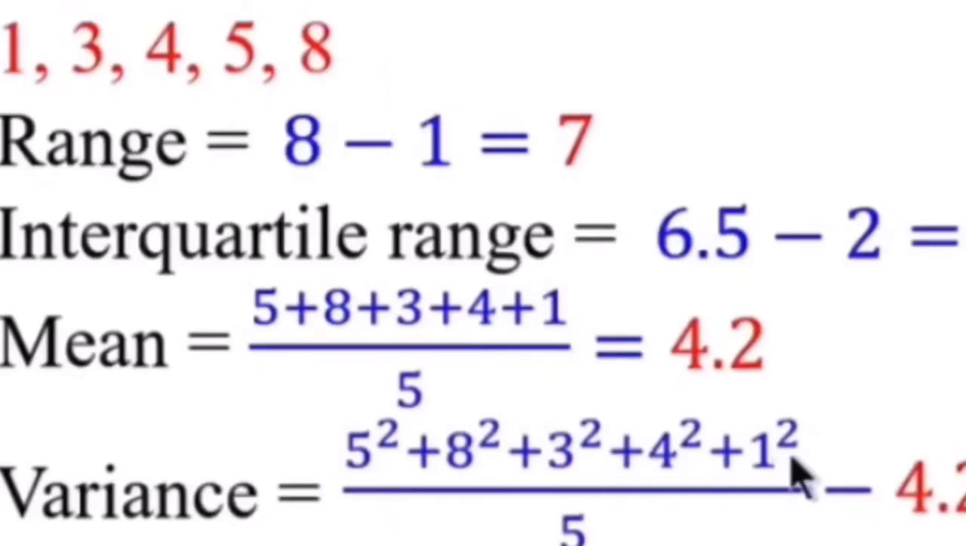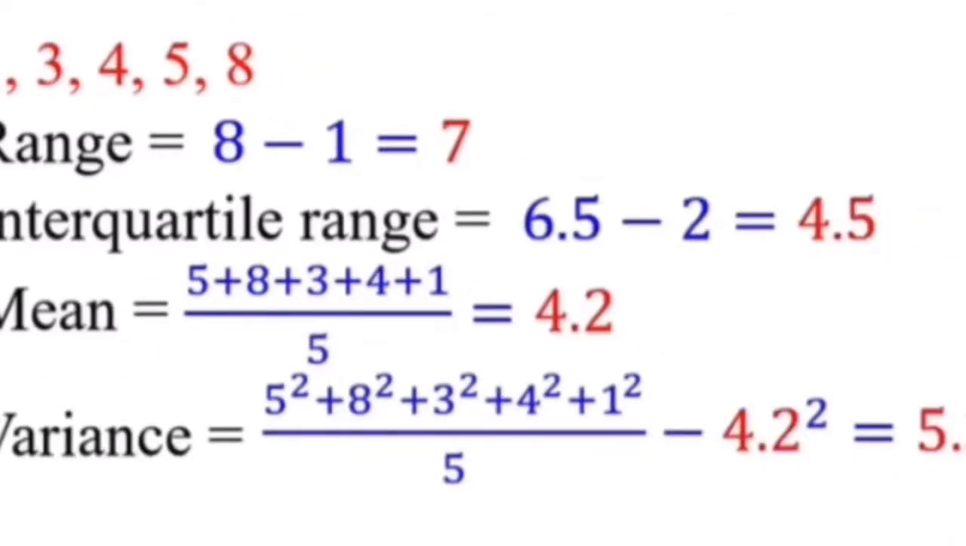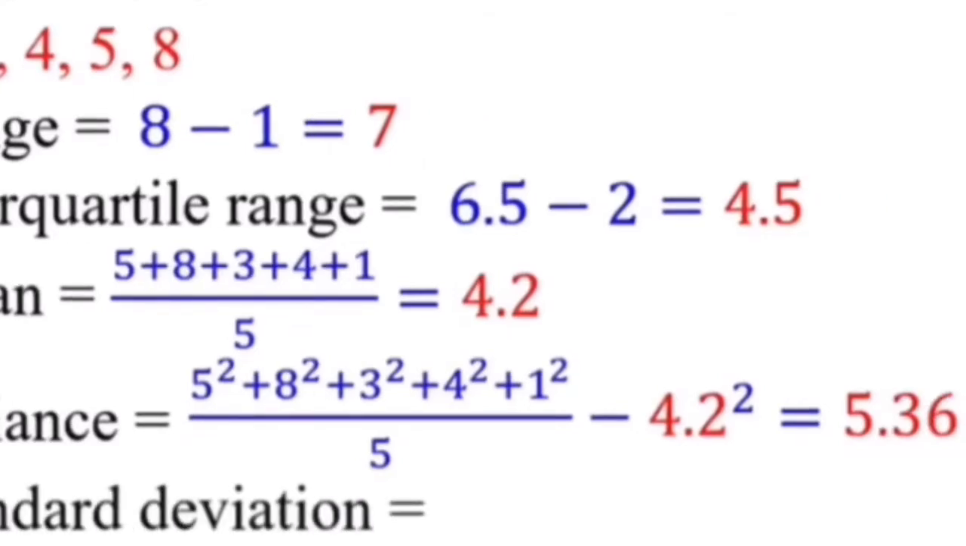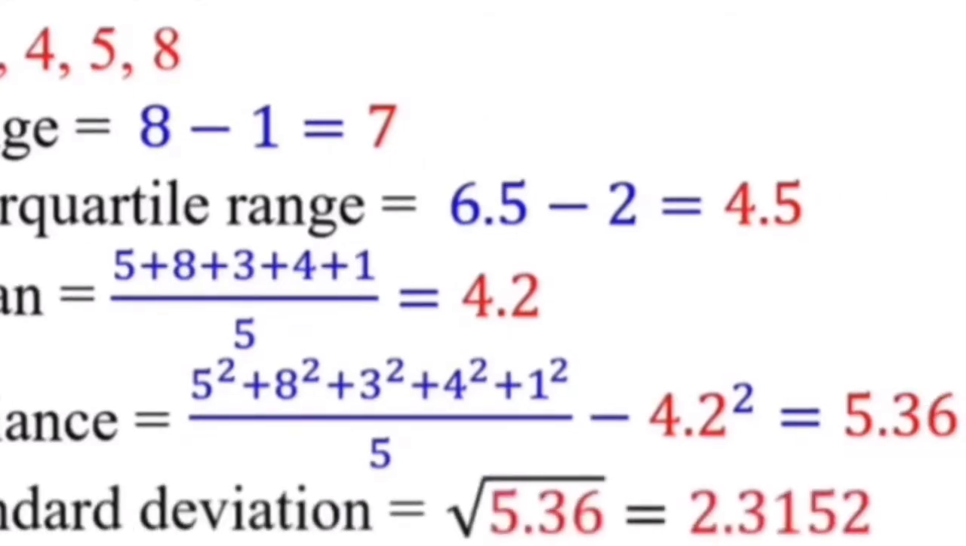We find the sum of data squared, divided by 5, minus the mean squared. So the variance is 5.36. And we just square root 5.36, we get 2.3152, which is the standard deviation. These are the measures of dispersion for the original data.